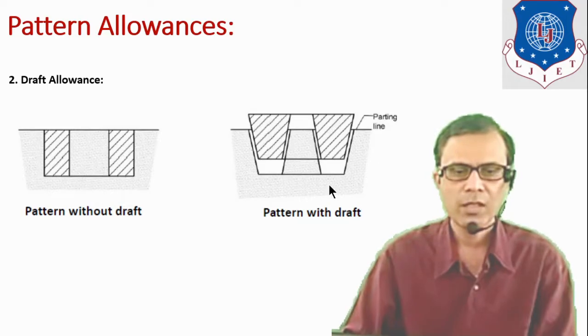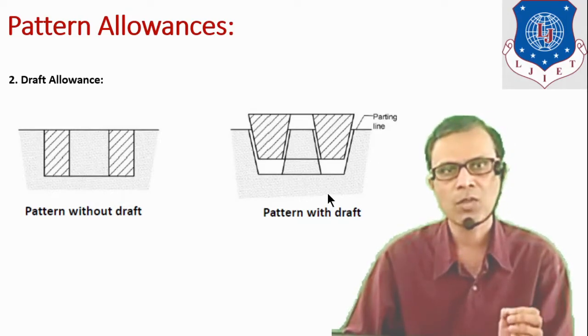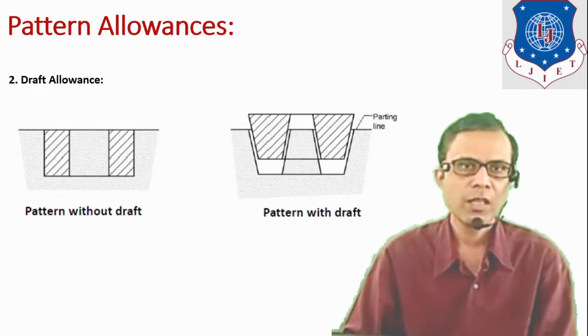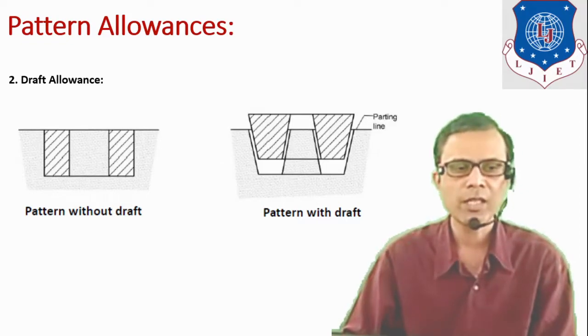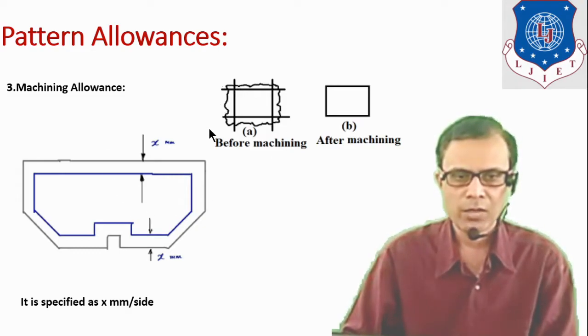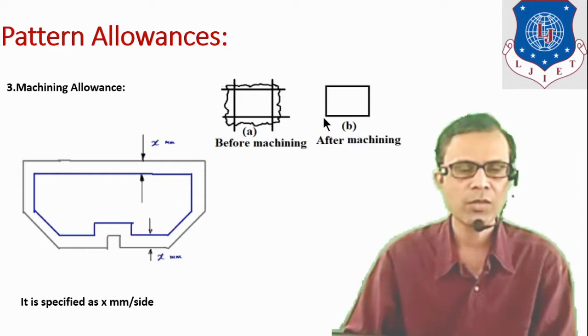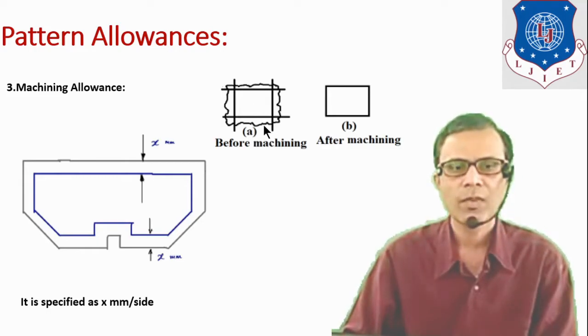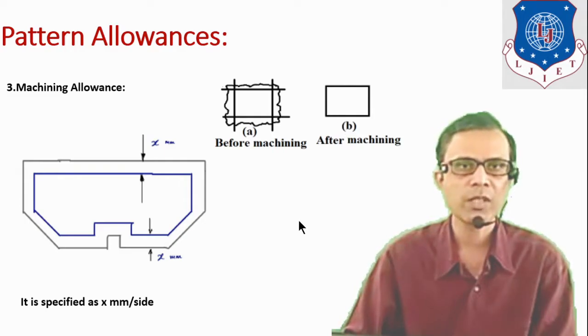This surface is provided with some slope or taper, so it would facilitate easy removal of the pattern from the mold cavity. Next allowance is machining allowance. Here in this diagram, the necessity of machining allowance is shown. It is a casting before machining, and in this diagram it shows the casting after machining.